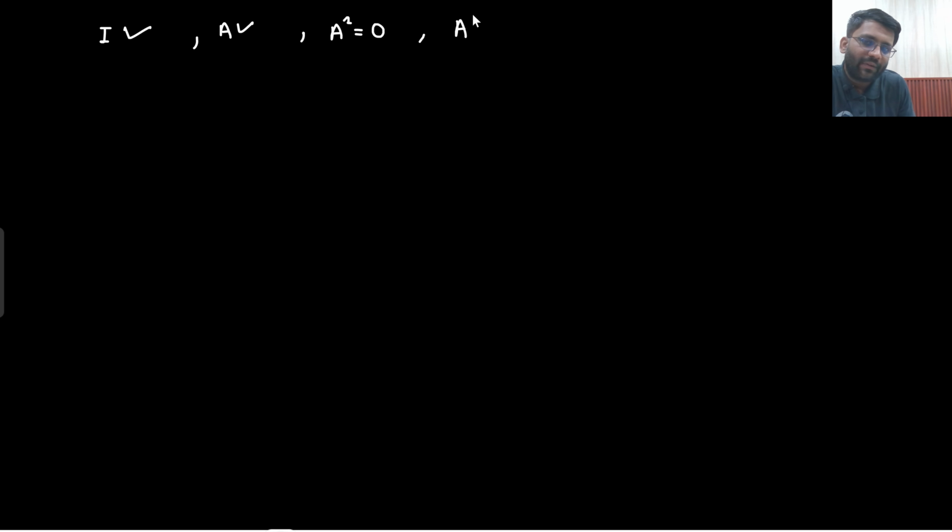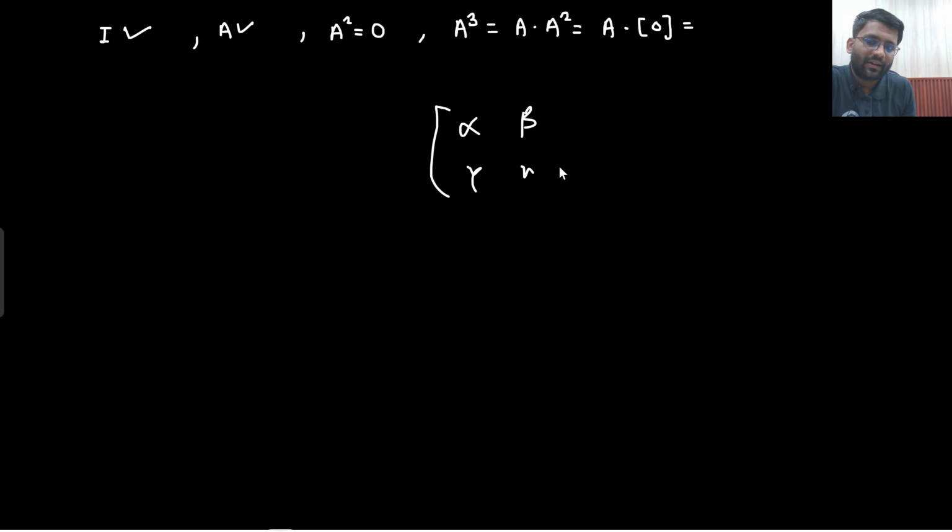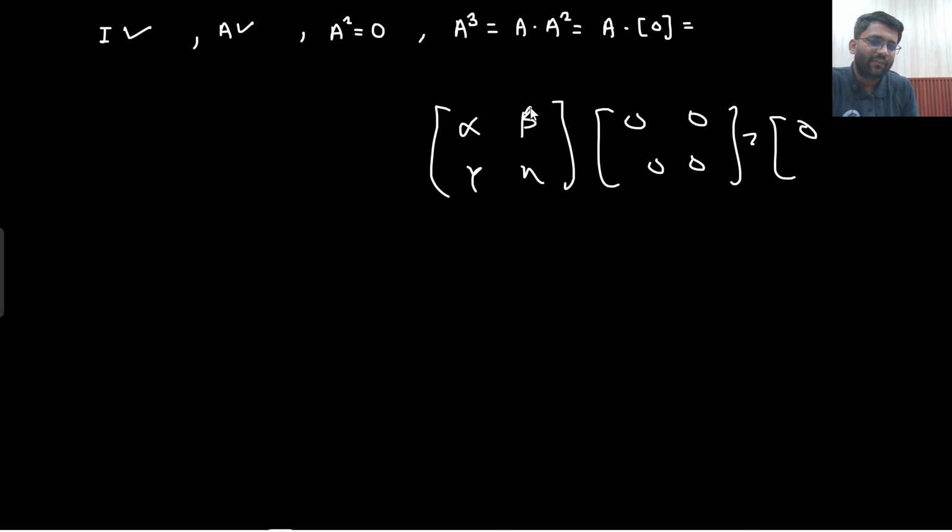Can you let me know what will be the value of A cube? Sir, A cube could be written as A into A square. A is some non-zero matrix. If you multiply any matrix with 0, what answer will you get? Some random matrix is there, alpha, beta, gamma, delta. Multiply with the 0 matrix. Alpha multiplied with 0, beta multiplied with 0, everything is being multiplied with 0. So any matrix multiplied with 0 will be 0 only.